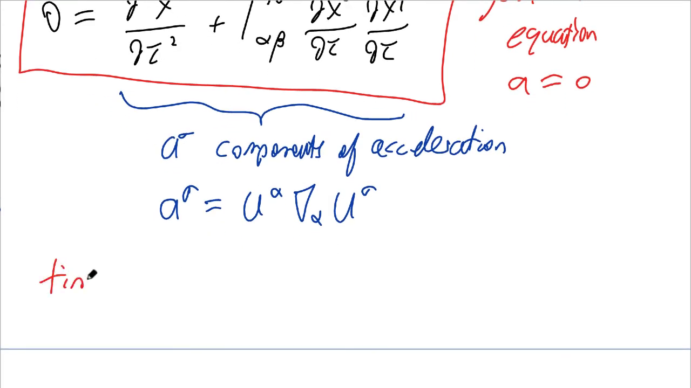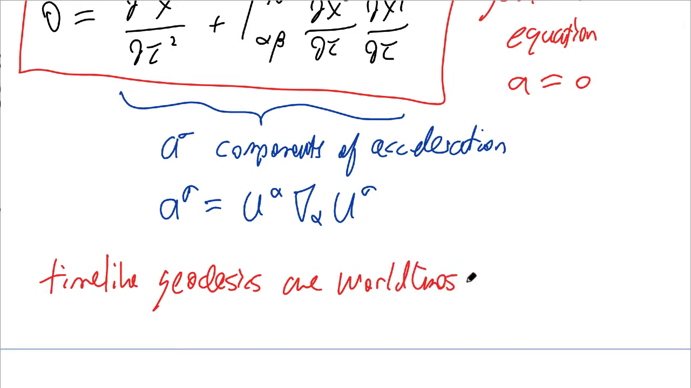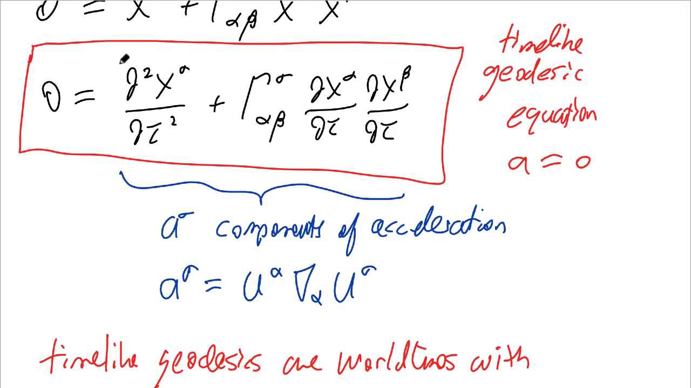So timelike geodesics are world lines with acceleration equal to 0, unaccelerated world lines. So this is referred to as the geodesic equation.